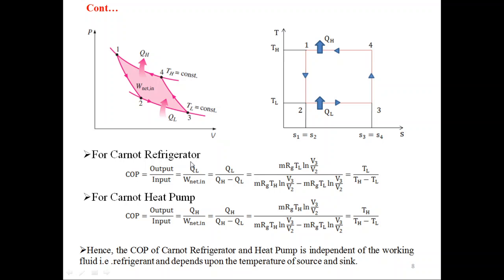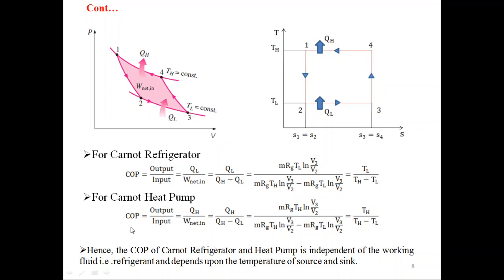For a Carnot refrigerator we have COP, not efficiency. In the case of a refrigerator and heat pump we always use COP. The formula of COP is output upon input. In this case the output is QL, the amount of heat extracted from the low temperature reservoir, and the input is W net in. We can replace W net in with QH minus QL. Now we have the values of QL and QH. If we put in the values and cancel the common terms, the final answer is TL divided by TH minus TL, where TL is the temperature of the low temperature reservoir and TH is the temperature of the high temperature reservoir, or we can say lower temperature divided by higher temperature minus lower temperature.